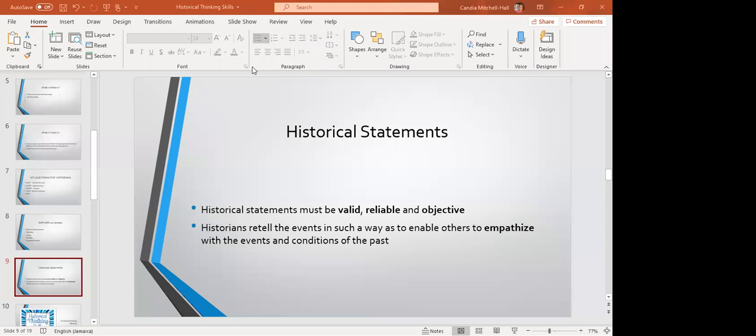What do we mean by reliability? They must be true. Yes, it must be true. So one, validity, it must be based on facts. Reliability, it must be true. And objectivity means that it should show no form of bias. Because in reality, we can have the facts, but we can also be biased. So historical statements must be valid, reliable, and objective.